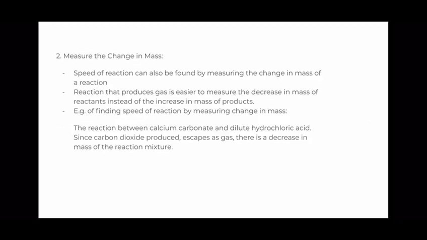Speed of reaction can also be found by measuring the change in mass over a certain time. The speed of reaction between calcium carbonate and dilute hydrochloric acid can be found using this method. Since the carbon dioxide that is produced escapes as gas, there is a decrease in mass. We can also conduct an experiment for finding the speed of reaction. Refer to the setup shown.